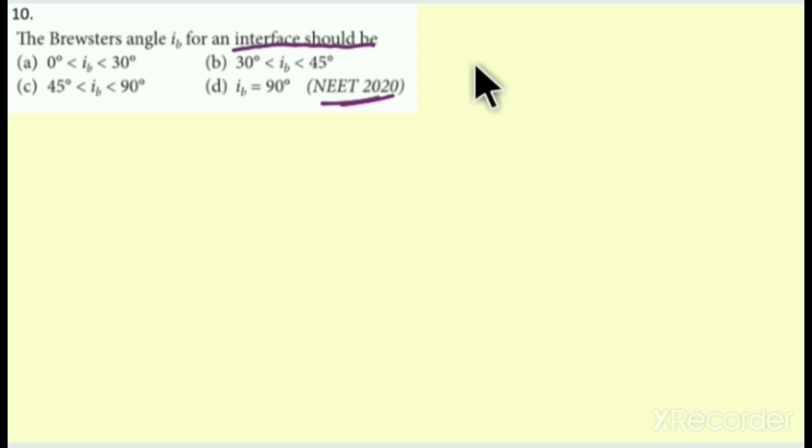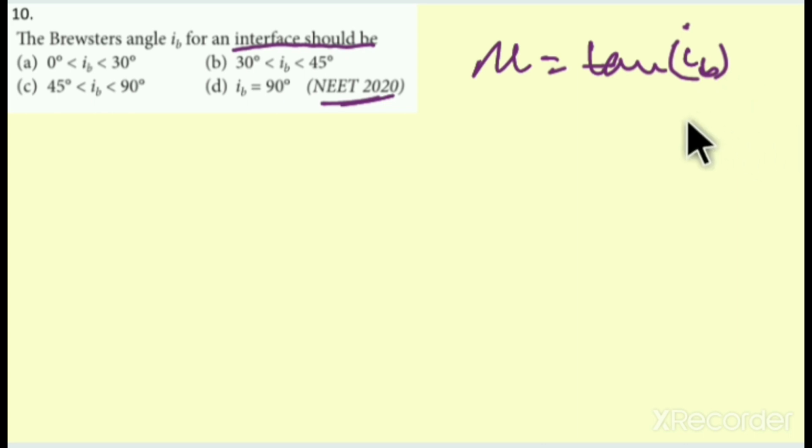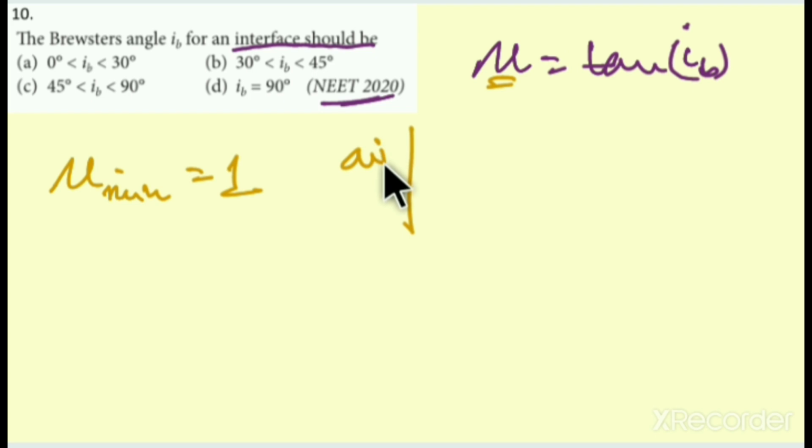Now what will we do? The refractive index mu is tan iB, where iB is the Brewster's angle. So what we can gauge from this question is that mu will lie in some range. The refractive index has a minimum value of 1. How 1? Suppose the refractive index is nothing but some ratio of wavelengths.